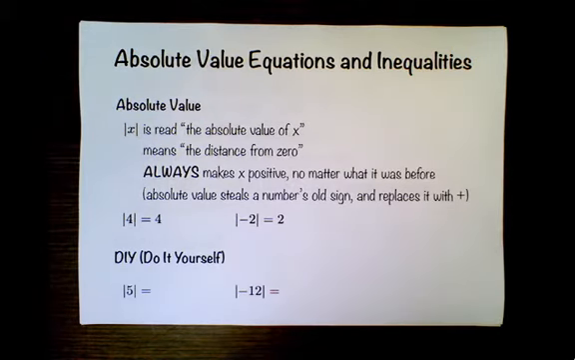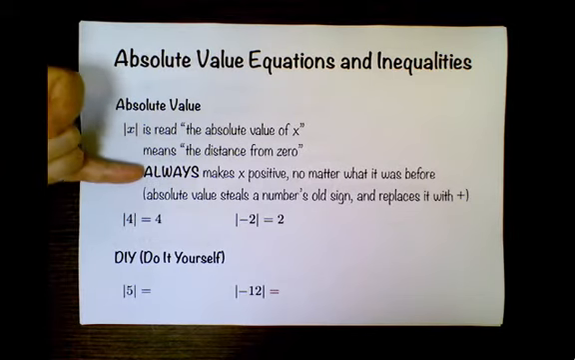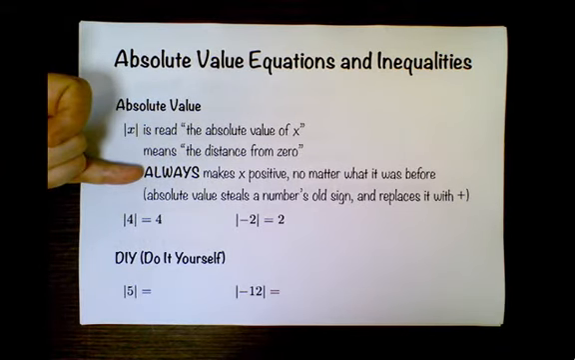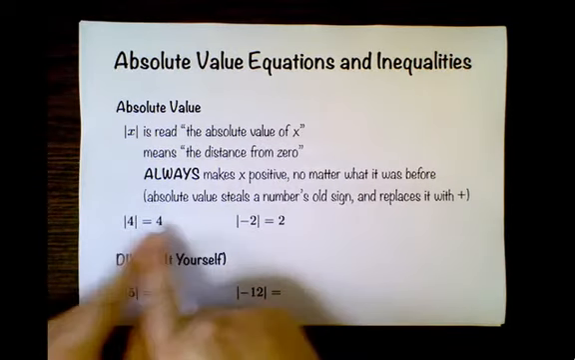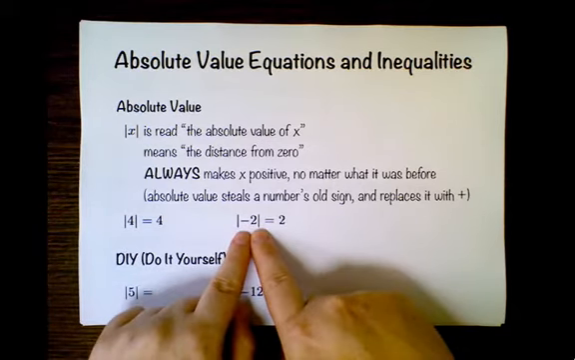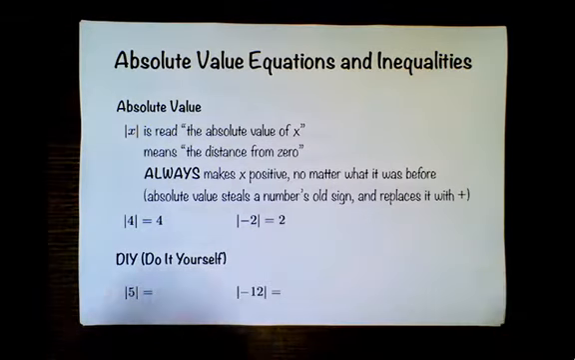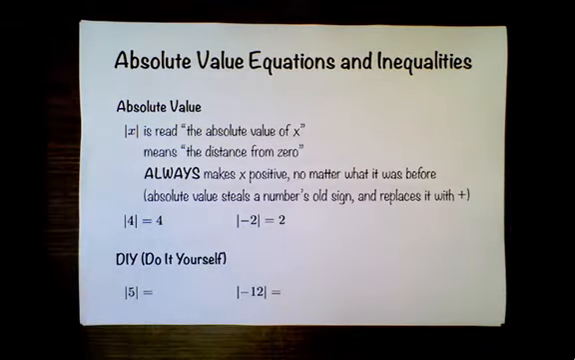Distance is always measured in positive numbers, so this always makes x positive, no matter what it was before. You can kind of think of it as stealing a number's old sign and replacing it with a positive. So whether it was positive or negative, it's positive now. So the absolute value of positive 4 is positive 4. The absolute value of negative 2 is positive 2. It doesn't switch the sign, it makes it positive.